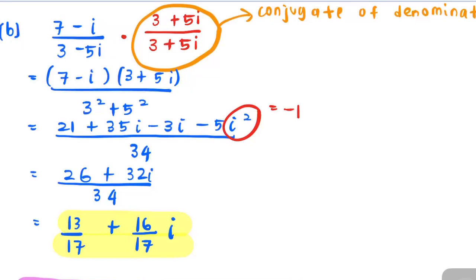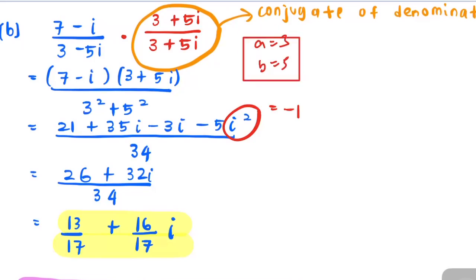Let's look at another question here. 7 minus i over 3 minus 5i. We want to write it in the standard form of a complex number. So we need to get rid of the i in the denominator. The way is we need to multiply by the conjugate. Let's open up. Your a is 3. Your b is equal to 5.